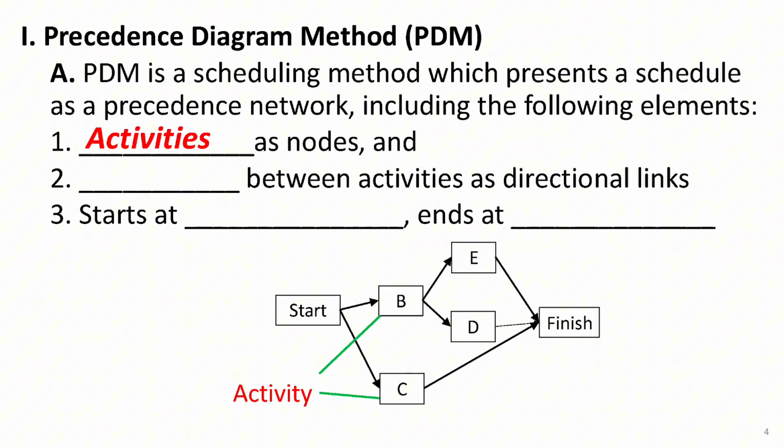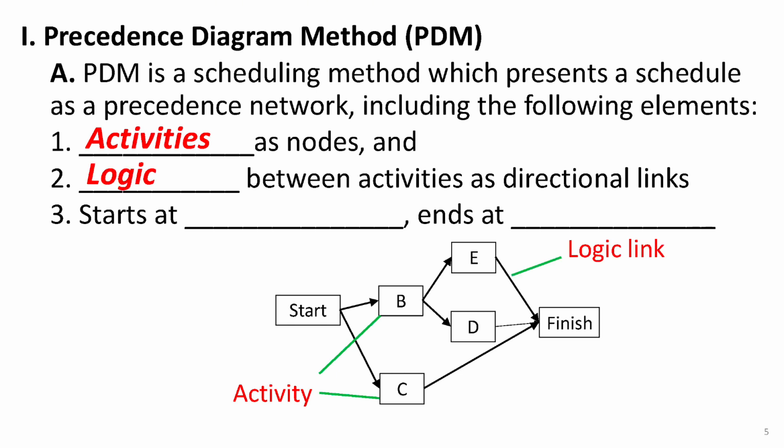First, the nodes of the network represent activities. We typically use rectangular boxes to display these activities. The left side of the box represents the activity start, while the right side represents the activity finish. In PDM, the size of the box does not indicate activity duration, and all nodes are uniform in size.